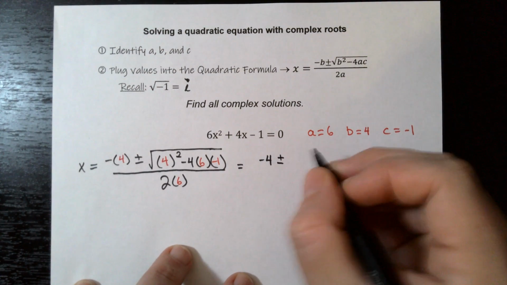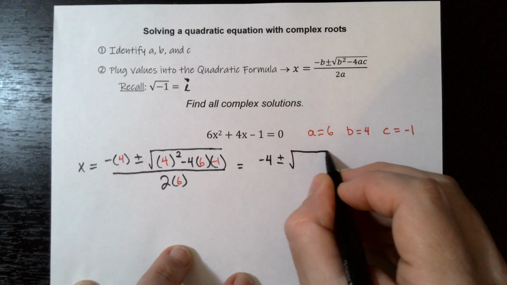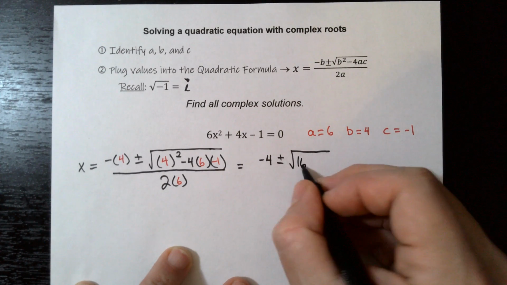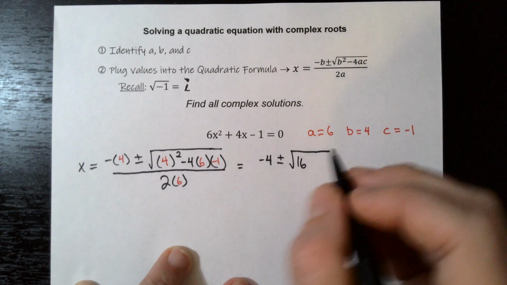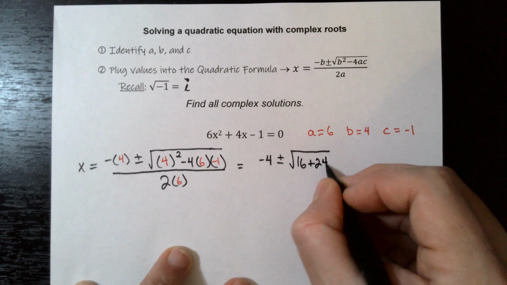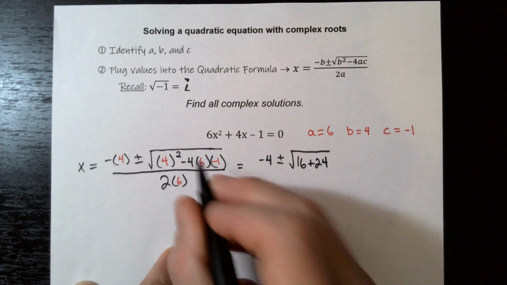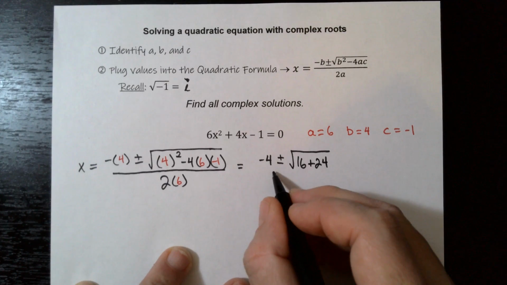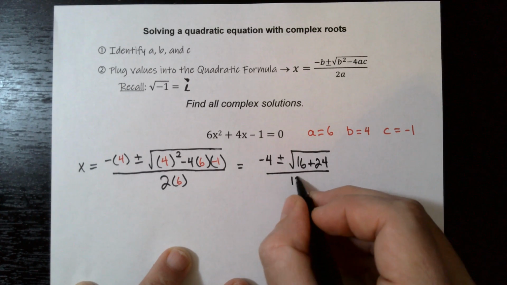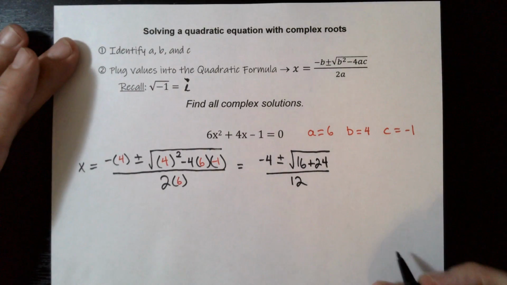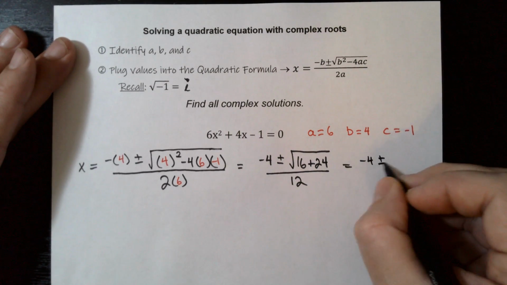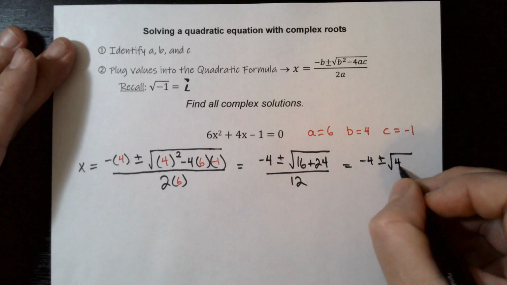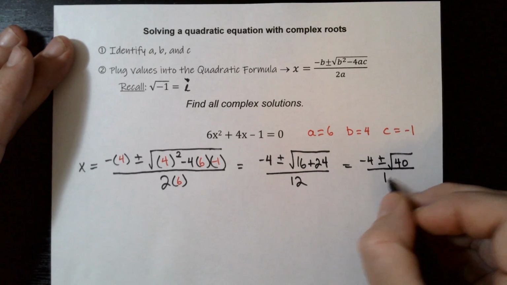Okay, and then plus or minus the square root. 4 squared is 16. And then if I multiply this through, the -4 and the -1 become +4, and 4 times 6 is 24, so plus 24. This becomes plus because the two negatives cancel each other out. Okay, and then on bottom we have a 12, 2 times 6. Okay, so when we add those two together on the inside of the square root, we get -4 plus or minus the square root of 40 over 12.